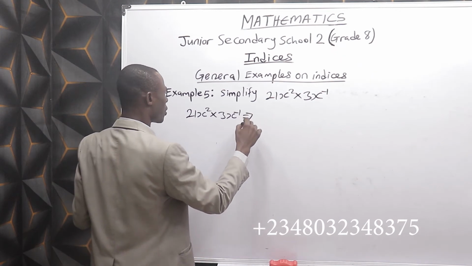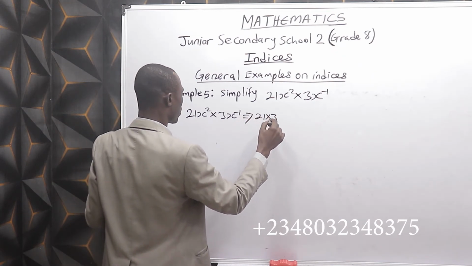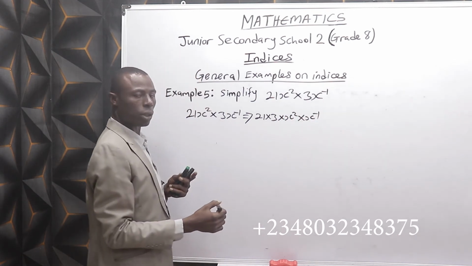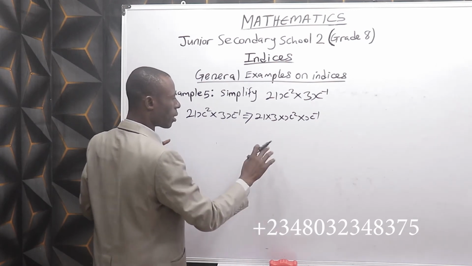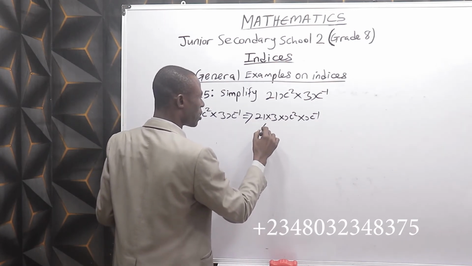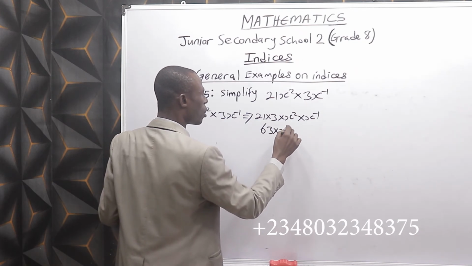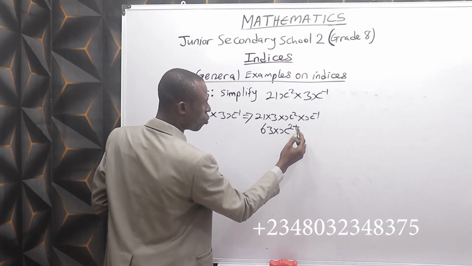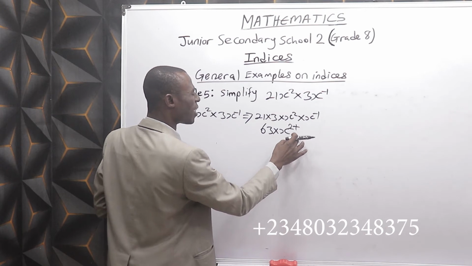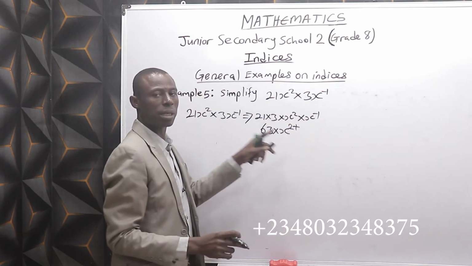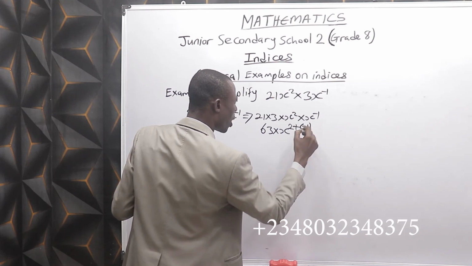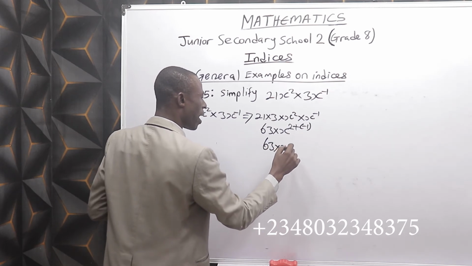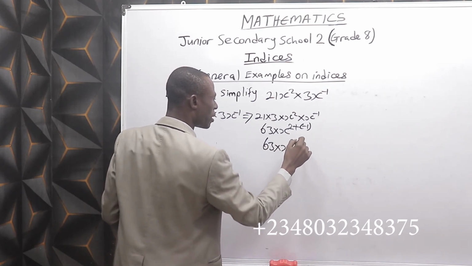You can have it as 21 times 3 times x raised to the power 2 times x raised to the power negative 1. You understand? Separate the figures and the letters. So 21 times 3, that is 63, times x raised to the power 2 plus, because this is multiplication, it will change to addition. You now use the addition to add the powers together on only one chosen base. So minus 1. Negative 1 is the power here. So we have 63 times x raised to the power 2 negative 1.